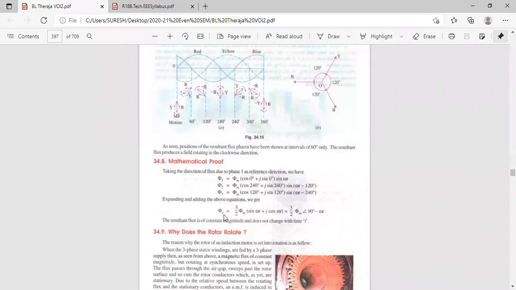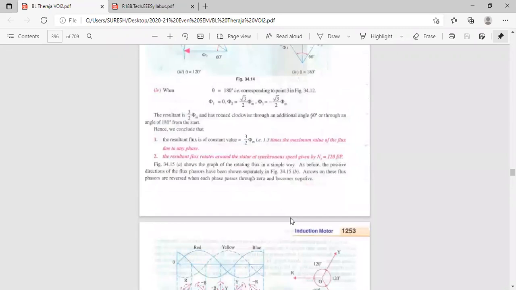So the resultant of these 3 fluxes is phi r, which is equal to 3 by 2 phi m. In the exam, you have to write resultant flux phi r is equal to 3 by 2 phi m. 3 by 2 means 1.5 times the maximum value of the flux due to any phase.